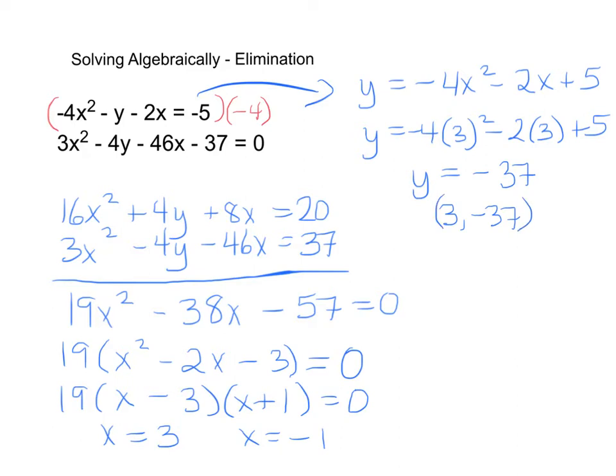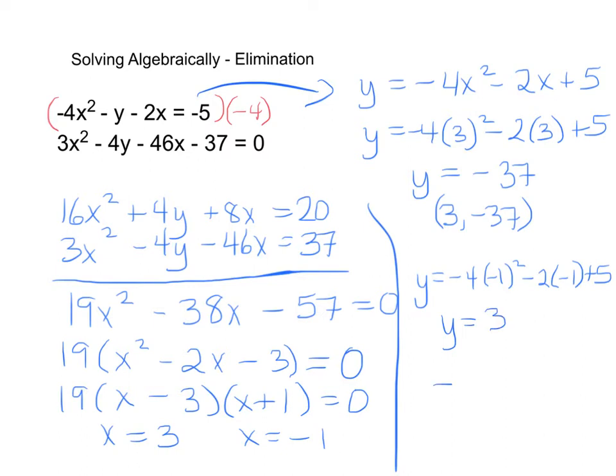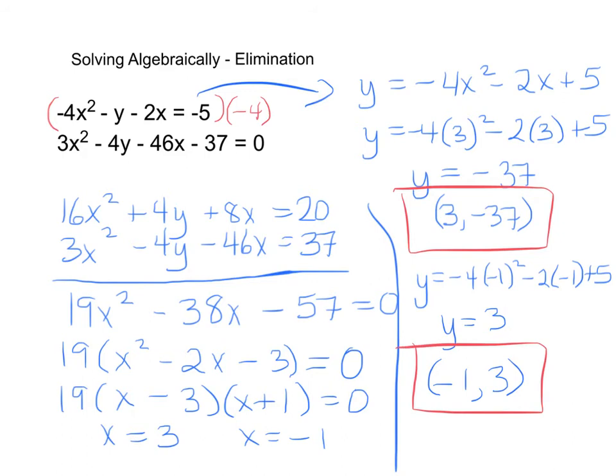And then we'll do the other one, the negative 1. So y equals negative 4 times negative 1 squared minus 2 times negative 1 plus 5. Y equals 3, and our other answer is negative 1, 3, the x value and then the y value. So these are the two solutions. Those are the 2 points where those graphs would intersect.